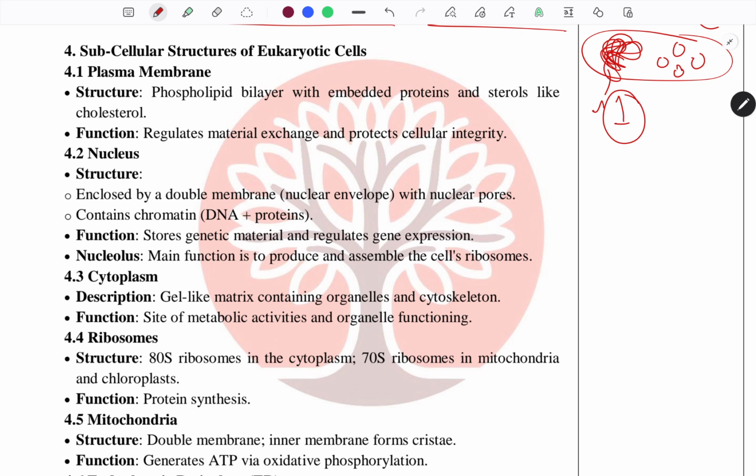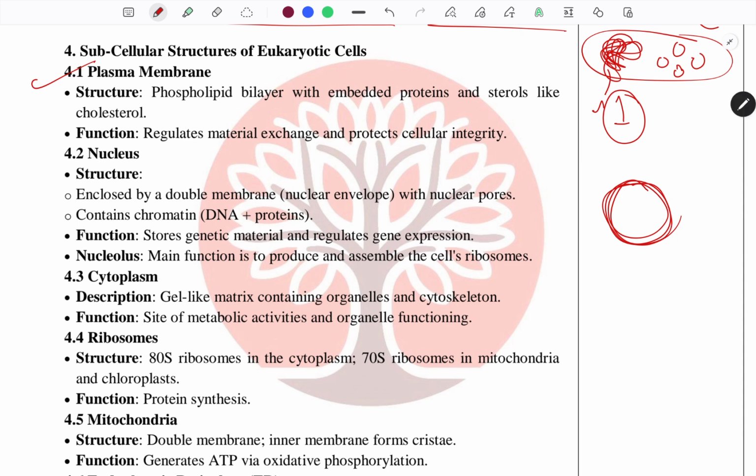Okay. Then after knowing about the prokaryotic cells, now we'll discuss the subcellular structures which are present in eukaryotic cells. In the case of eukaryotic cells, there is no cell wall. The outermost layer of a eukaryotic cell is the plasma membrane. Cell wall is absent in eukaryotic cells.